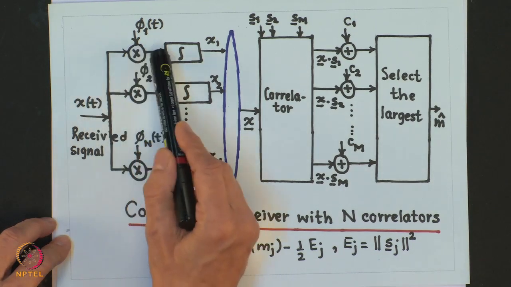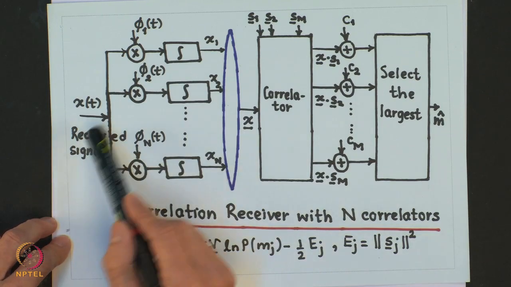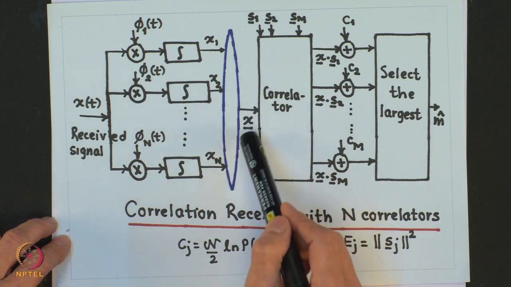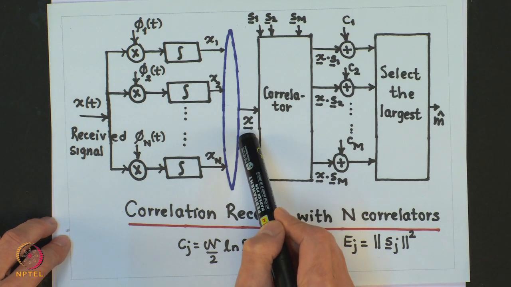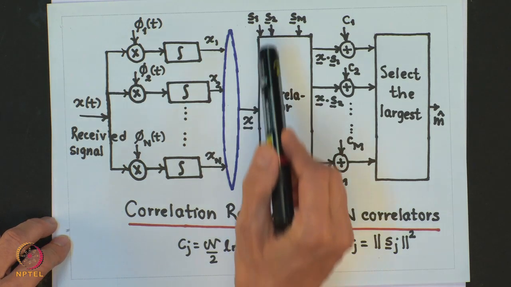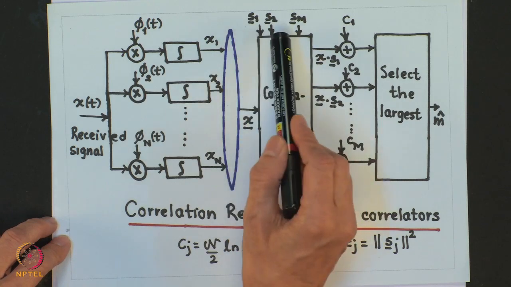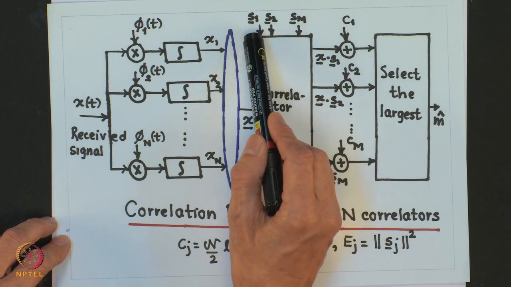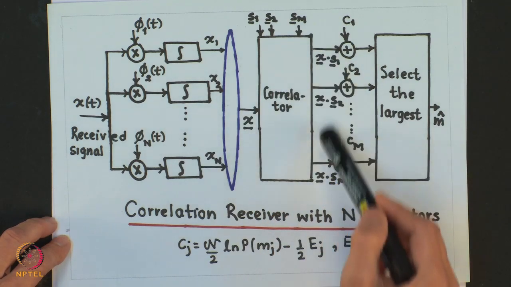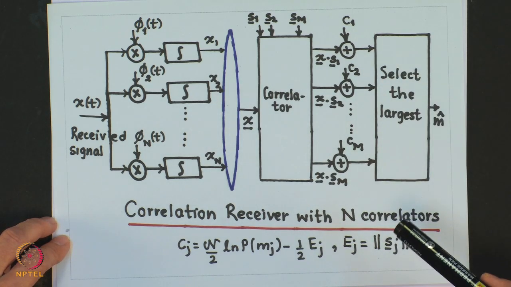So this gives you the projection of x(t) on different basis signals. You get your vector x, and you take the dot product with M copies of the M vectors corresponding to the M message signals, and then you add the bias terms and select the largest output.